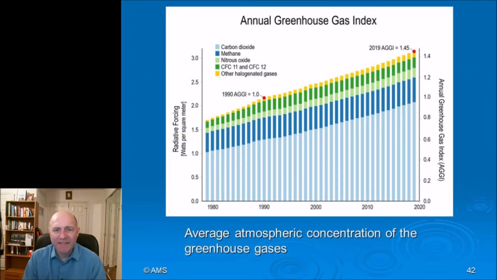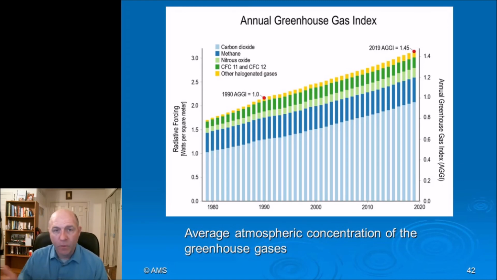This is the greenhouse gas index to show which gases are most important, which are doing the most work, if you will, called radiative forcing. Which gases are contributing the most toward the anthropogenic or the man-made greenhouse effect. And the light blue there is CO2.